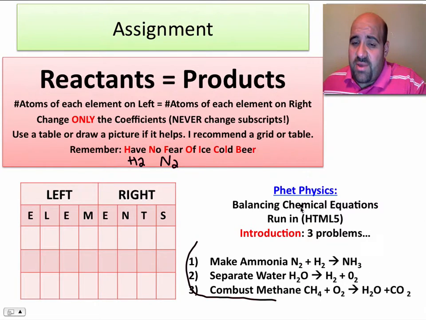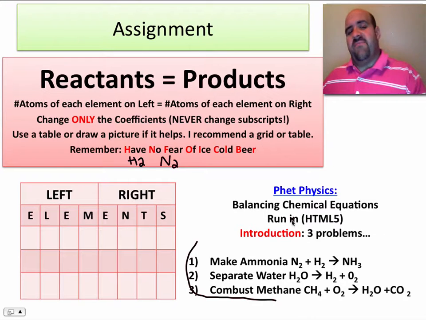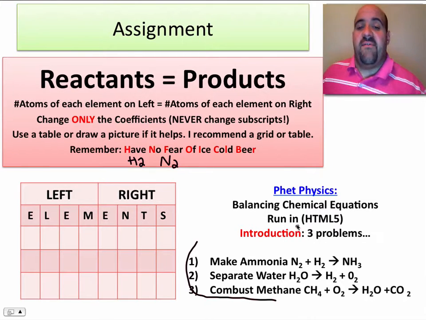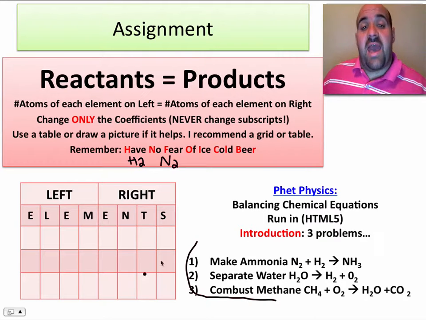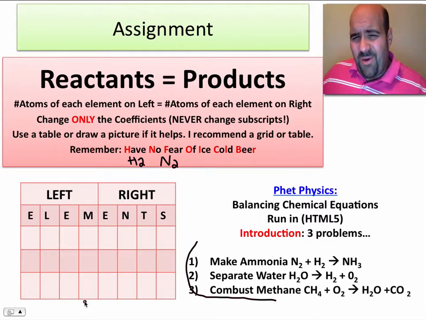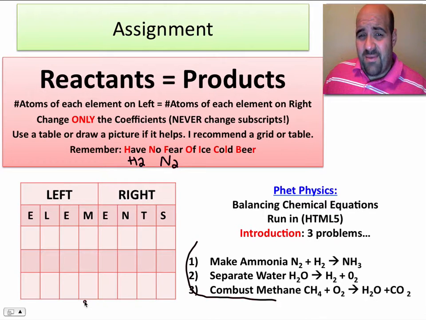There is an app for this. You could actually click it and look at it. It'll give you kind of like a seesaw kind of thing if you're having trouble with it. But basically change the coefficients until the atoms balance. And hopefully this helps you balance chemical equations.